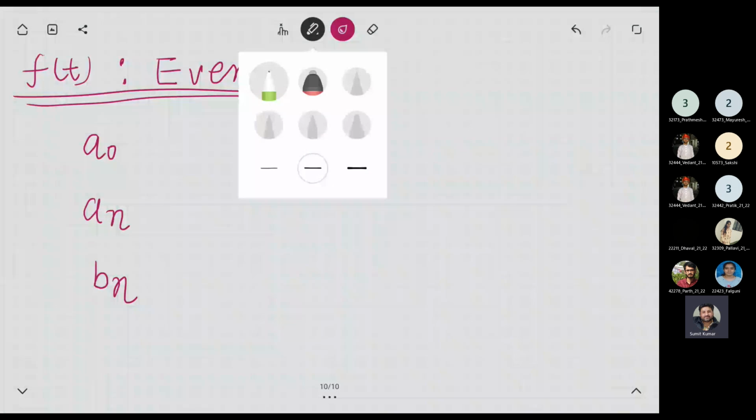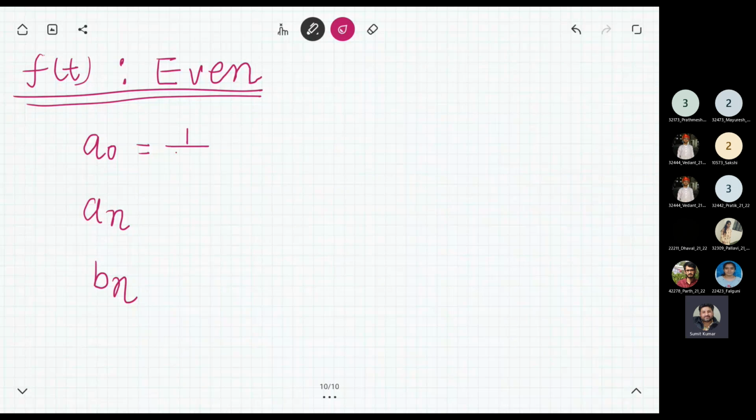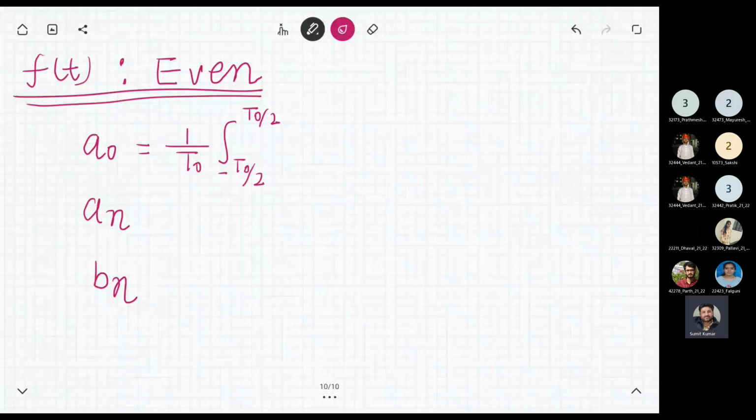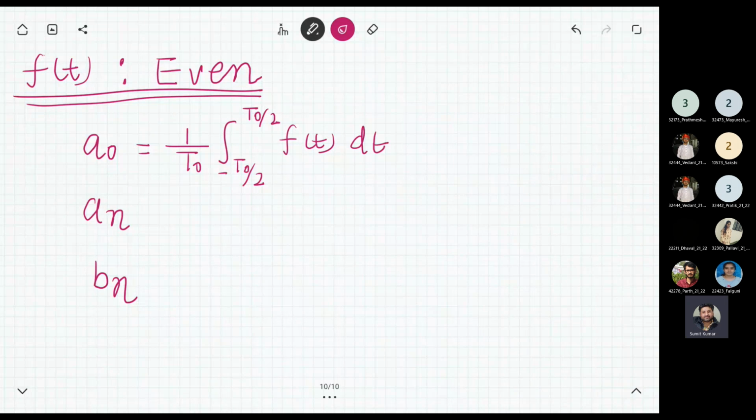So what will be the value of A0? Can anybody tell me? This is 1 by T0, and I can write this integration over the period of T0 as minus T0 by 2 to plus T0 by 2, because we are looking for this even symmetry and odd symmetry, and in this symmetry we have to look at both sides. So instead of 0 to T0, I am looking at minus T0 by 2 to T0 by 2, Ft dt, right? So what is this going to be, can you tell me?